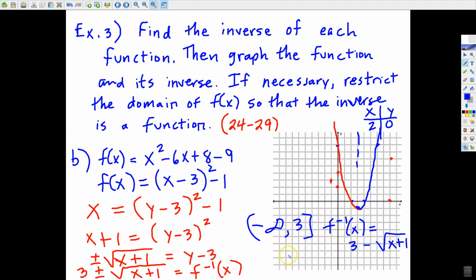All right, so how do I say the other half? Zane, what do you think? Can you help us out with that? The domain restriction for the blue part. 3 to infinity, and that would go with the positive.